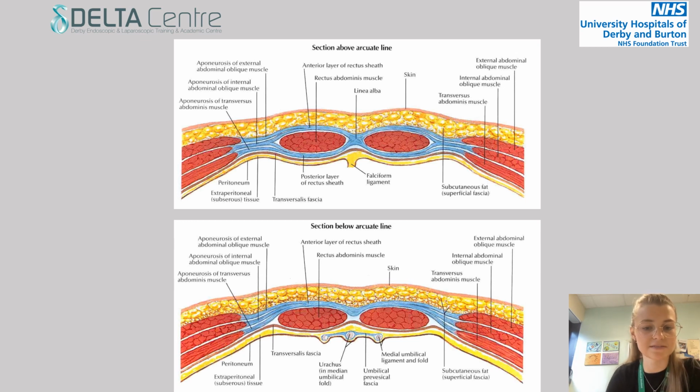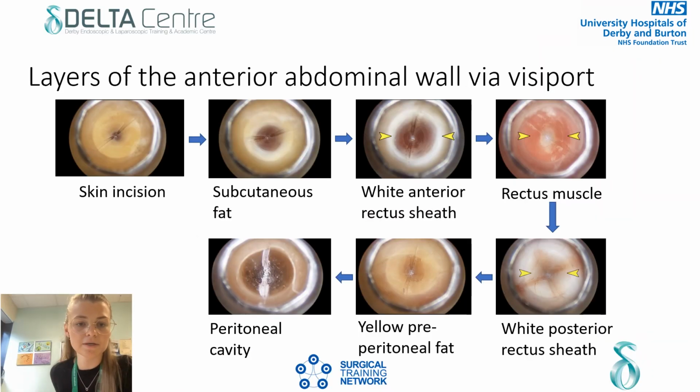So putting this into practice, this slide shows the layers of the anterior abdominal wall that you can see via the Visiport. Starting off with the skin incision, which is the first layer, it then breaks through to subcutaneous fat, the white anterior rectus sheath, then you can see the rectus muscle, and so on and so forth, until you get to the peritoneal cavity.